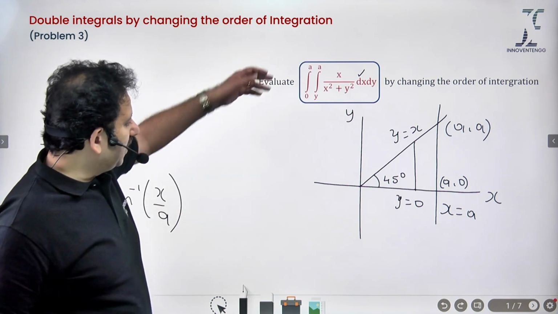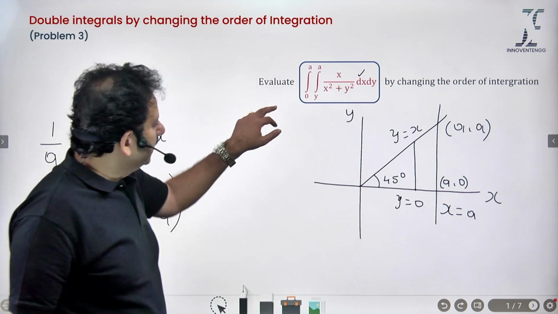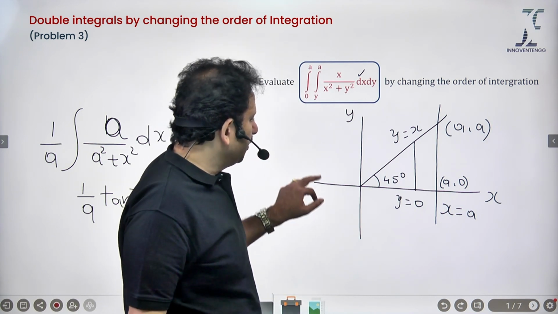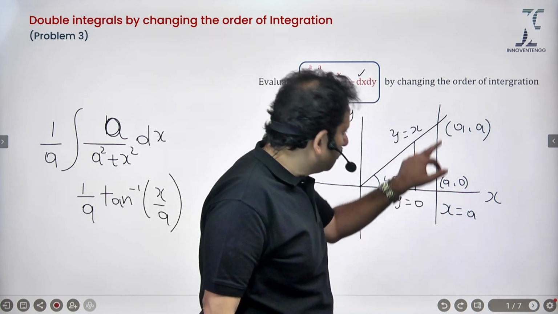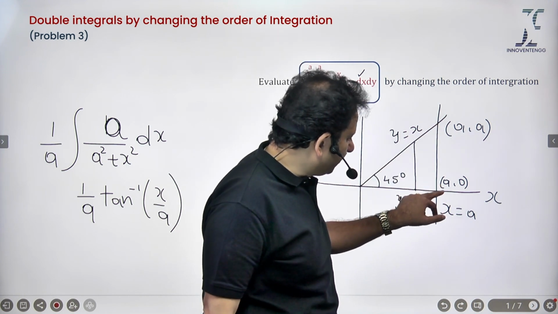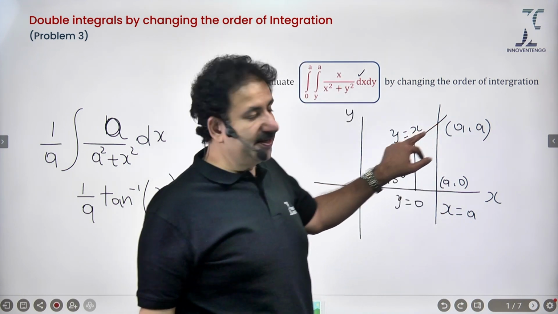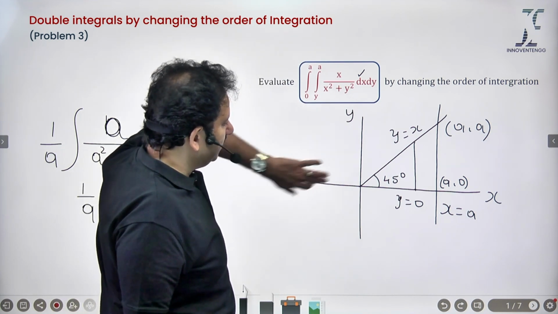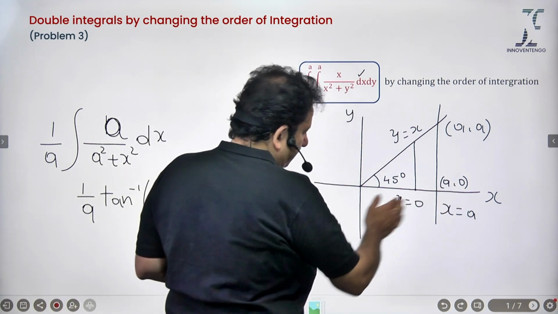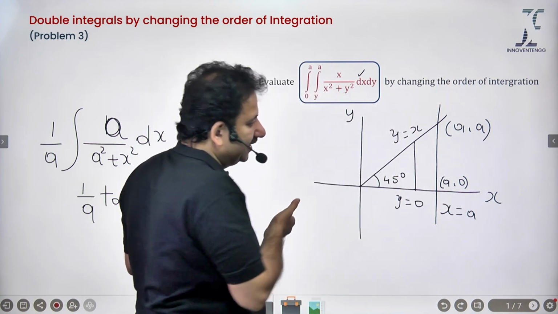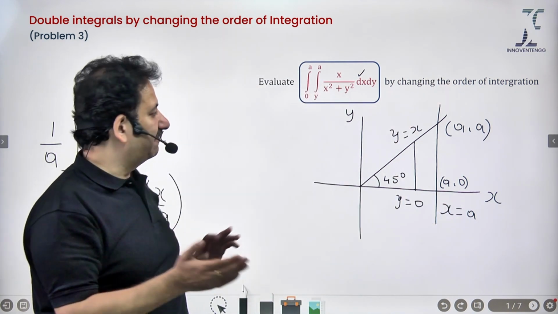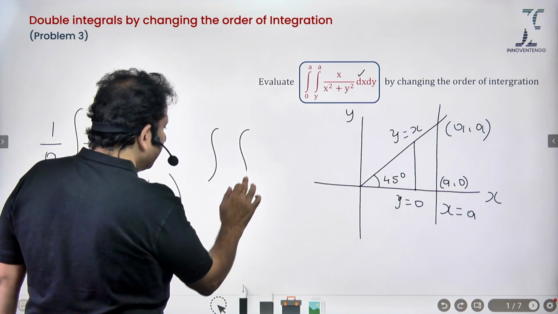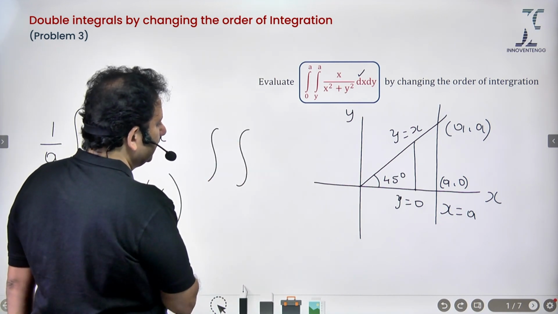And then what about the outer limits? Here the minimum and the maximum values of y were 0 to a. That is, the minimum value of y is 0, the maximum value of y is a. That is why you got 0 to a. But if we apply it to x also, it is the same, because it is 0 to a, because this is a 45-degree line, it makes no difference. So can I write my new integral? It's quite easy.